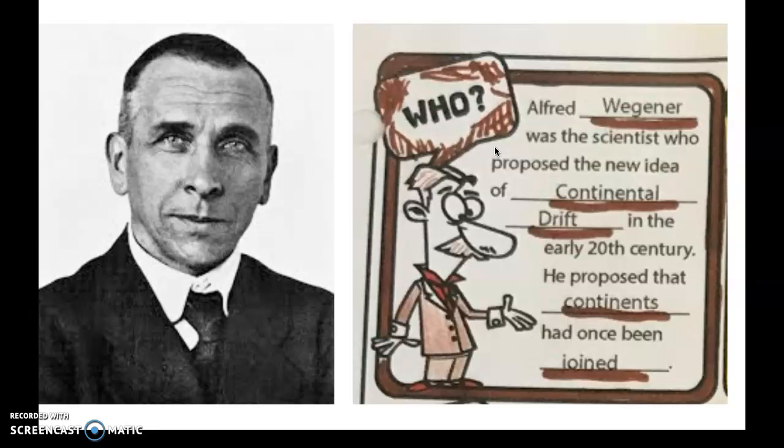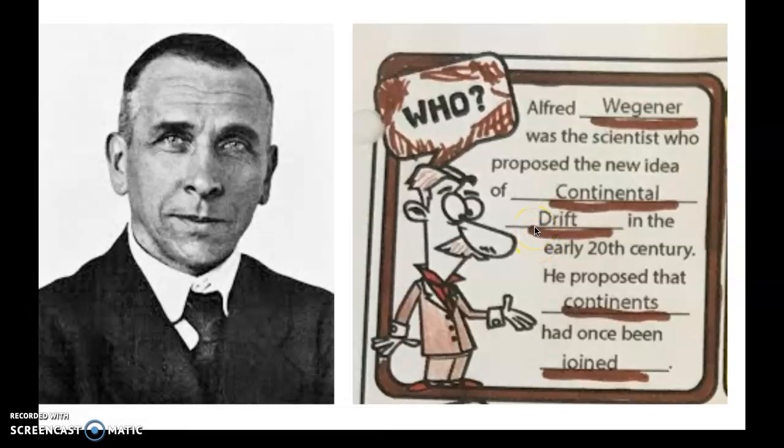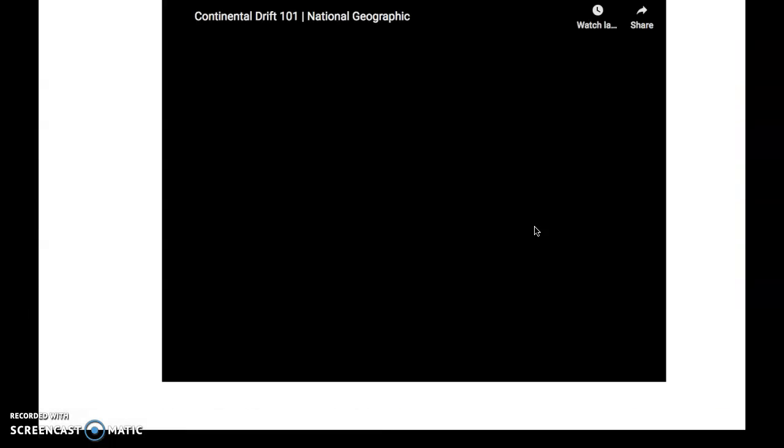Eventually, we learned that what he said was true, and we now credit him with the proposal of the continental drift theory. So, Alfred Wegener proposed the continental drift theory.